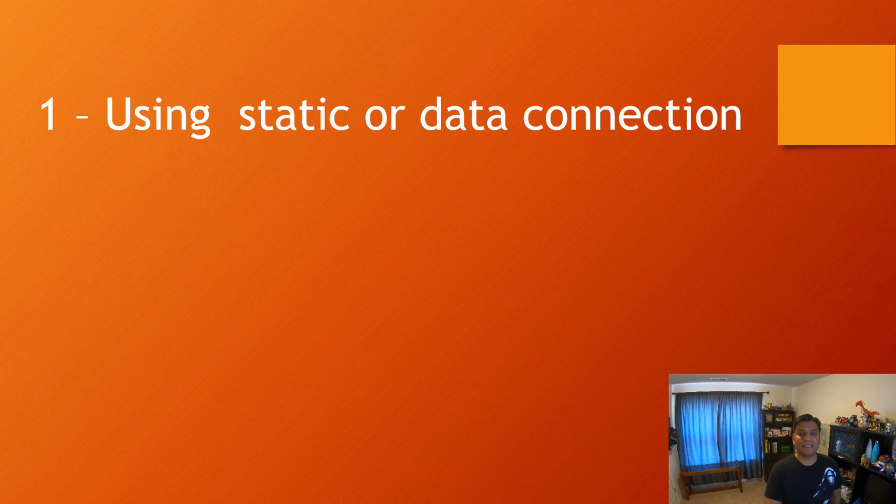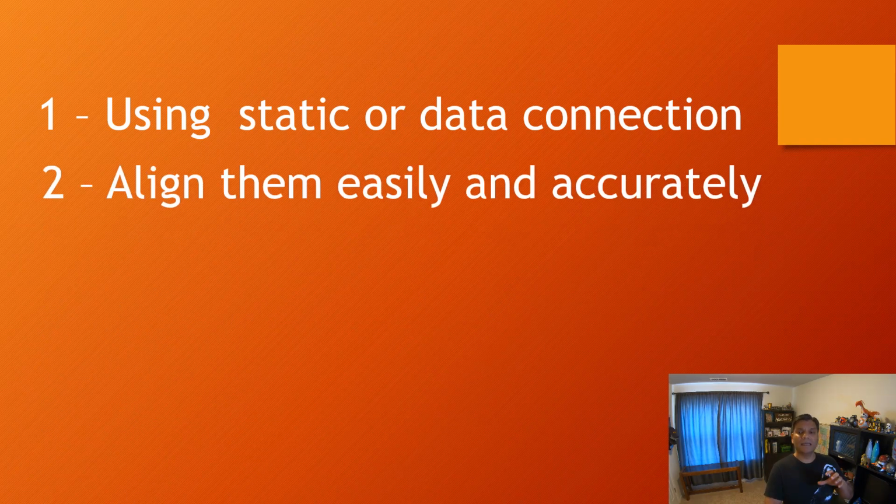So here are some of the items that I'm going to cover. I'm going to use something called a static or a data connection. I'll show you both ways. Static means you can put in a formula and get the data that you want as a collection, or you can make a data connection to an existing data source, and in my case it will be an Excel spreadsheet. I'll also show you how you can align them easily and accurately, which means how much is the height distance between the two buttons.